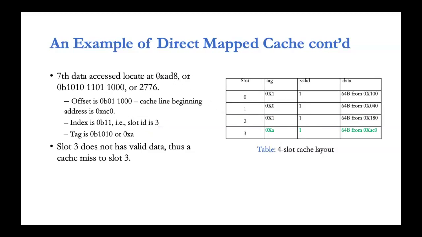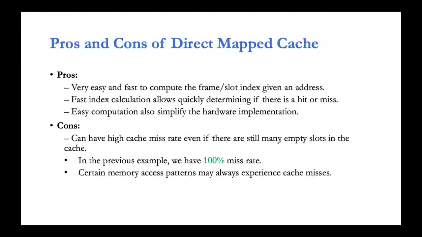Right. Similarly, for the next address, 088, slot 3 is selected from this binary form, because these two bits indicate 011. So the third slot will be selected, and it does not have any valid data. So again a cache miss happened here. Then it will fetch the data from the main memory and store it into the data field of your cache. So what are the pros and cons here?